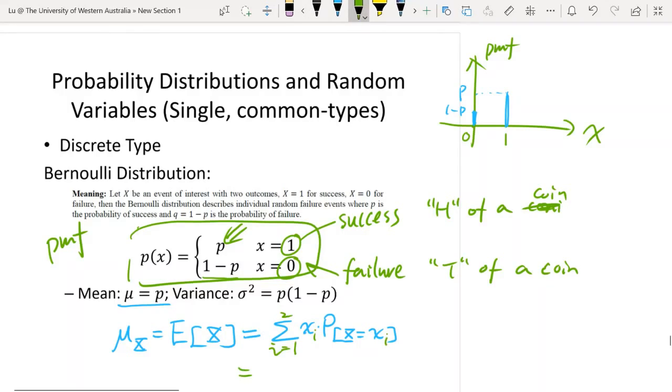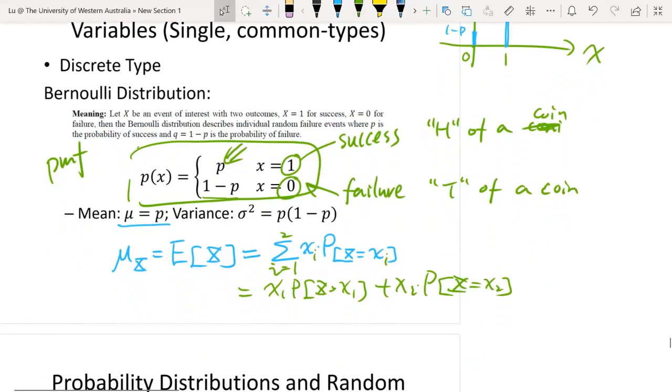So this gives us x1 multiplied by the probability that X equals x1, plus x2 multiplied by the probability that X equals x2. x1 is 1, multiplied by the probability that X equals 1, which is P, plus x2 is 0 multiplied by 1 minus P. The result is P. So you can see we derive this mean easily.